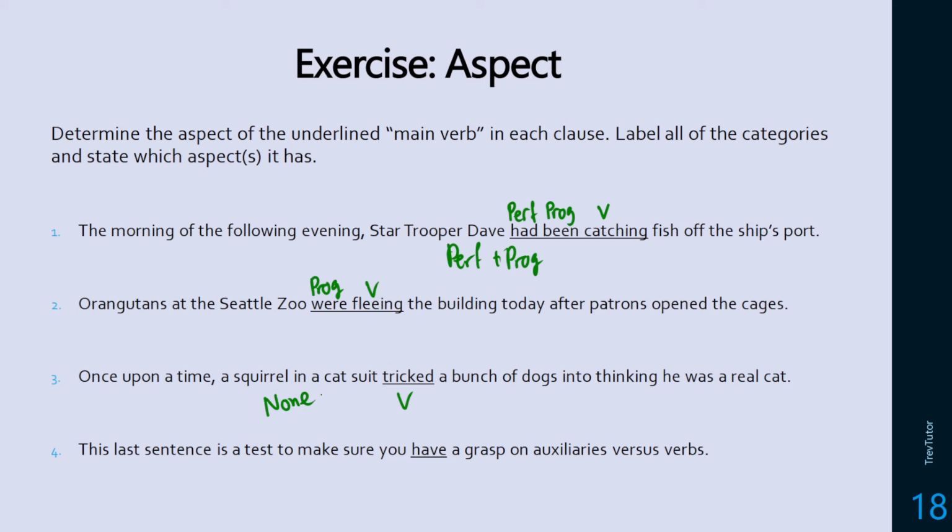There's none. Okay, this last sentence is a test to make sure you have a grasp on auxiliaries versus verbs. So this is just a verb here. It's not supporting some other verb. We don't see any verb with ed or en or irregular form afterwards. So once again, this one sentence has no aspect.